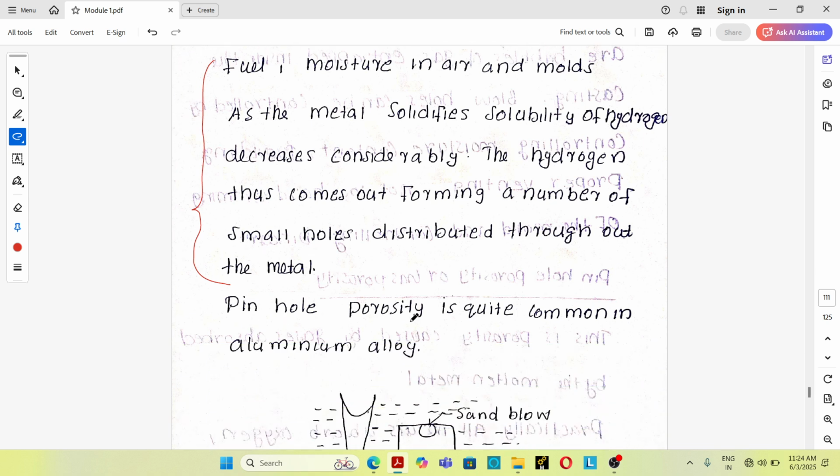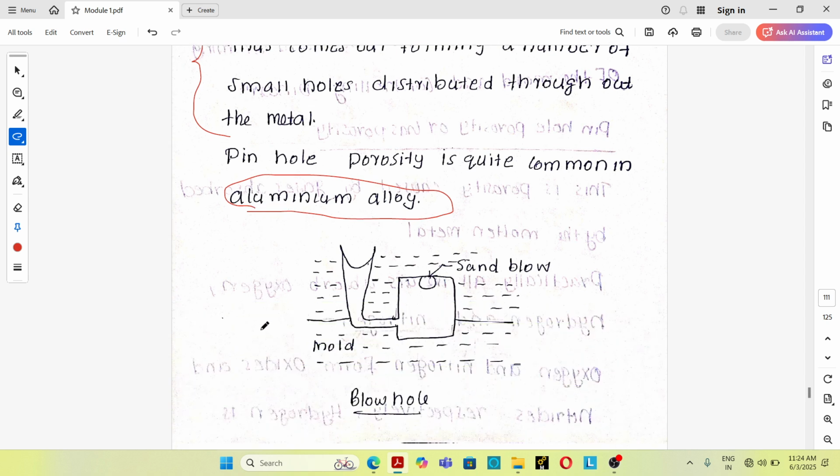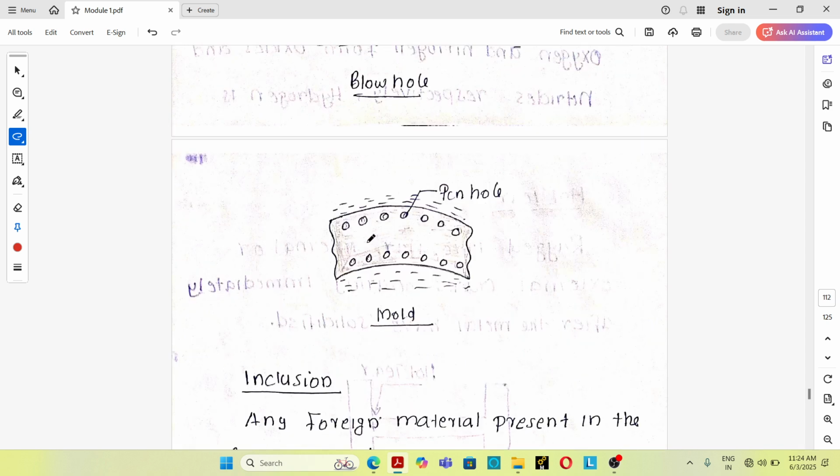Pinhole porosity is quite common in aluminum alloys. In aluminum alloy castings, pinhole porosity is quite common. You can see there is a large number of very small holes present over the casting surface, which is known as pinhole porosity.